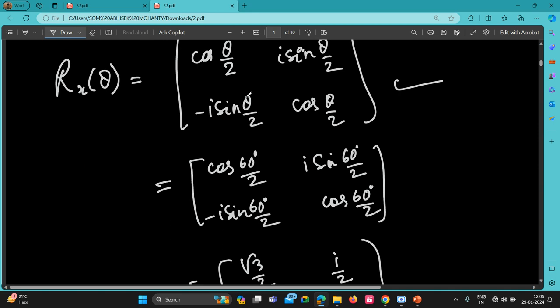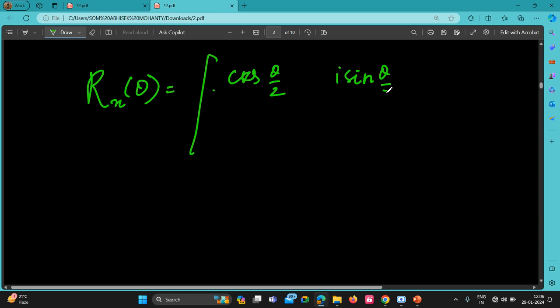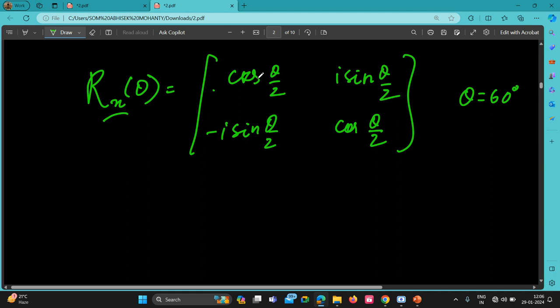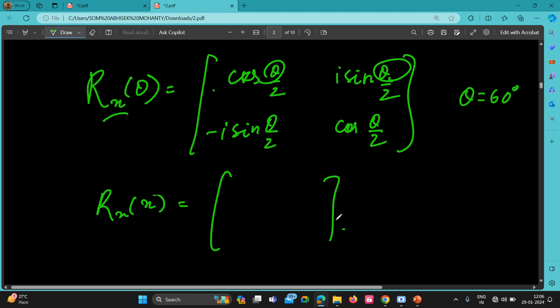Okay, the rotation matrix, let me explain again. Just remember the rotation matrix: cos theta by 2, i sine theta by 2, minus i sine theta by 2, and then cos theta by 2. This much you remember. Then, what is the rotation about the x-axis? 60 degrees. So you just have to put 60 degrees here. Whatever you get, that is the rotation matrix. But we need it applied on sigma z.